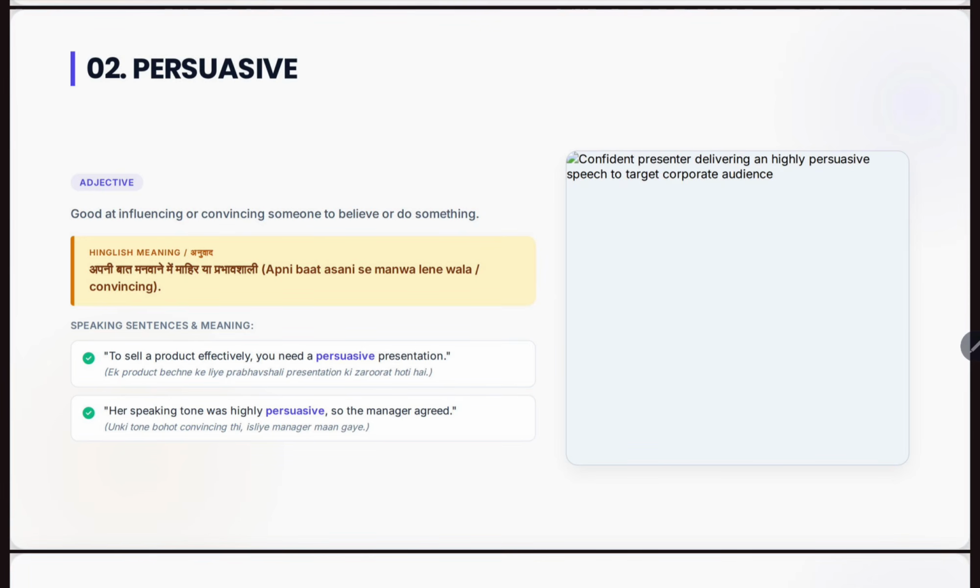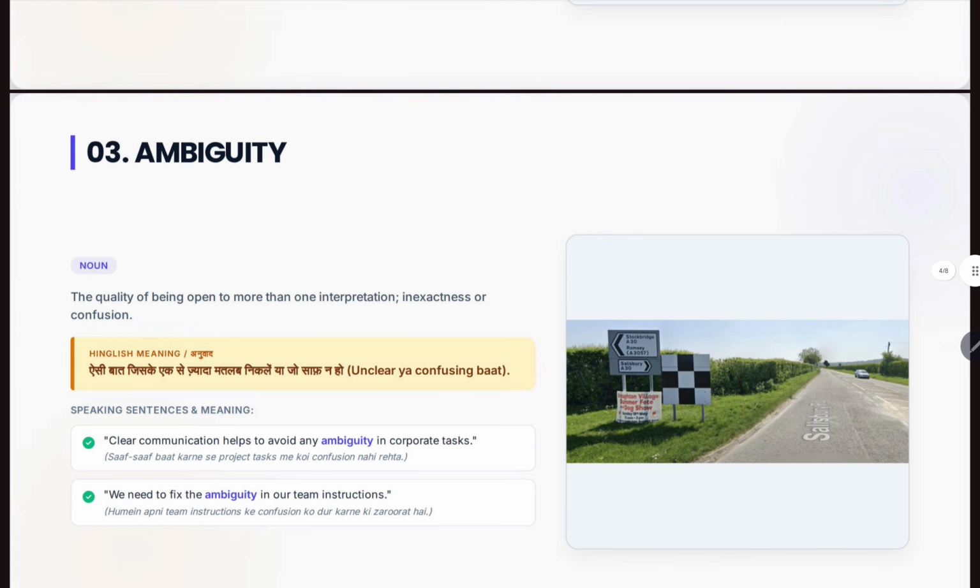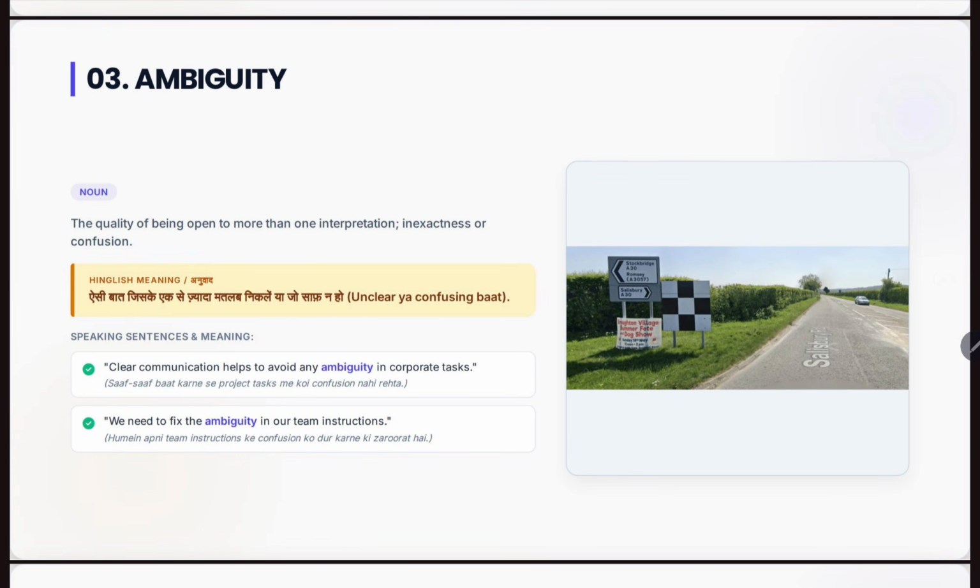Okay, now jump to the next word. Here is ambiguity. What does ambiguity mean? Ambiguity means the quality of being open to more than one interpretation. Something which is not clear, something which is very confusing. Unclear, we can say unclear. So it is ambiguity.